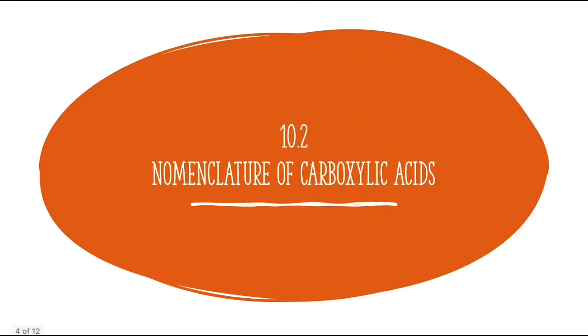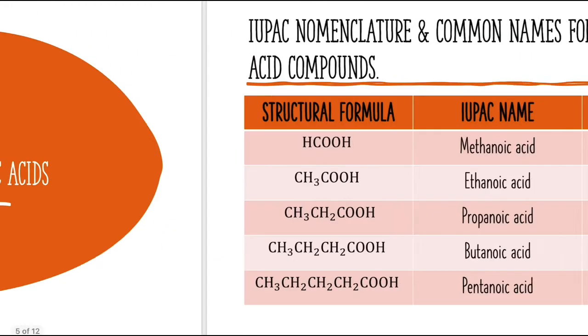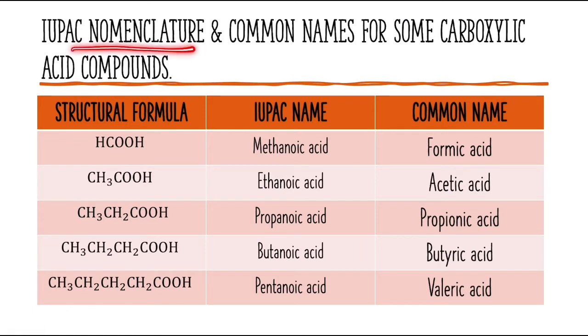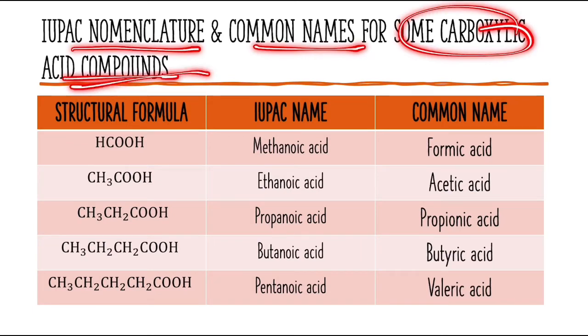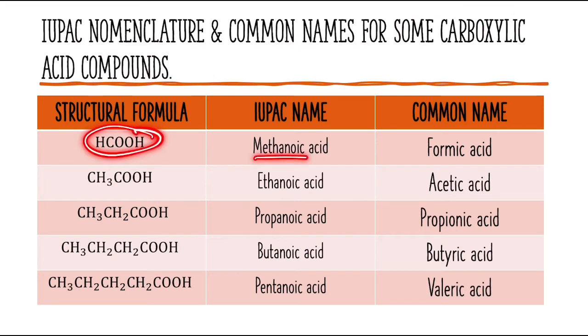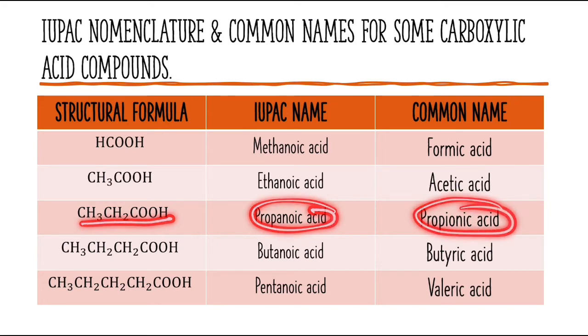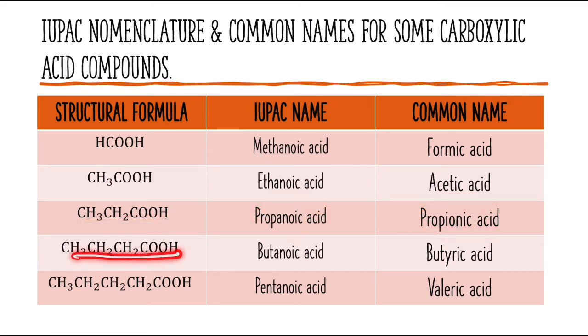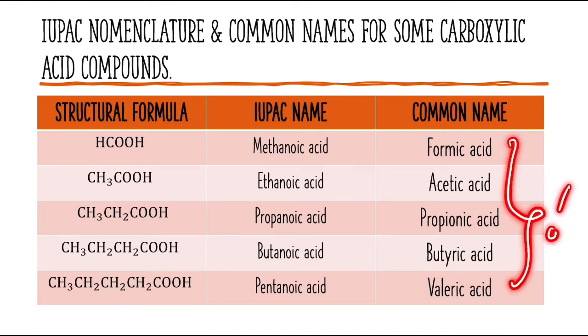Next, let's take a look at the nomenclature of carboxylic acid. This table shows the IUPAC nomenclature and common names for some carboxylic acid compounds. For methanoic acid, the common name is formic acid. Ethanoic acid, the common name is acetic acid. Propanoic acid, common name is propionic acid. Butanoic acid, the common name is butyric acid. And pentanoic acid, the common name is valeric acid. So you have to know the common names for these carboxylic acids.